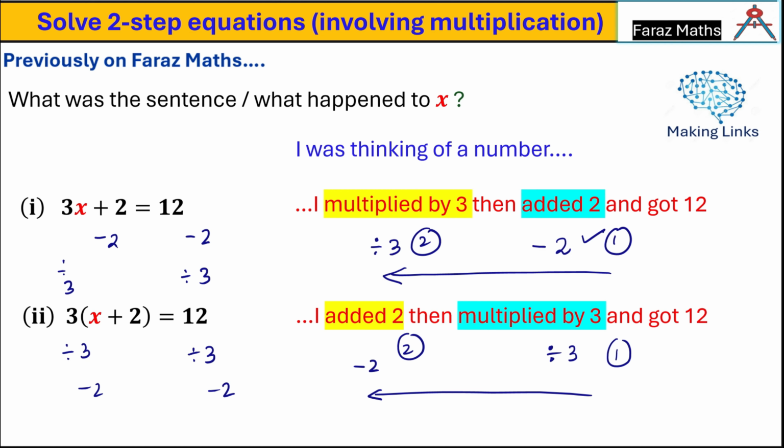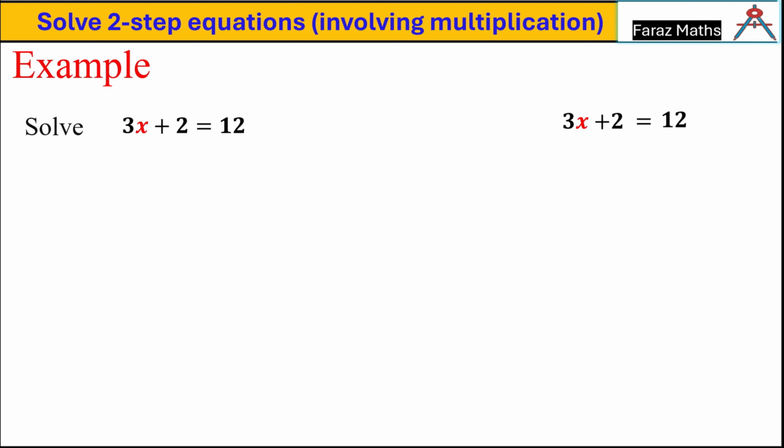Okay, so let's start with this equation. Solve 3x plus 2 equals 12. So what we can do, we can subtract 2 on both sides. So it will give us 3x equals 12 minus 2. I'm not writing plus 2 minus 2 because I know that will be 0. So 3x equals 12 minus 2, which is 10.